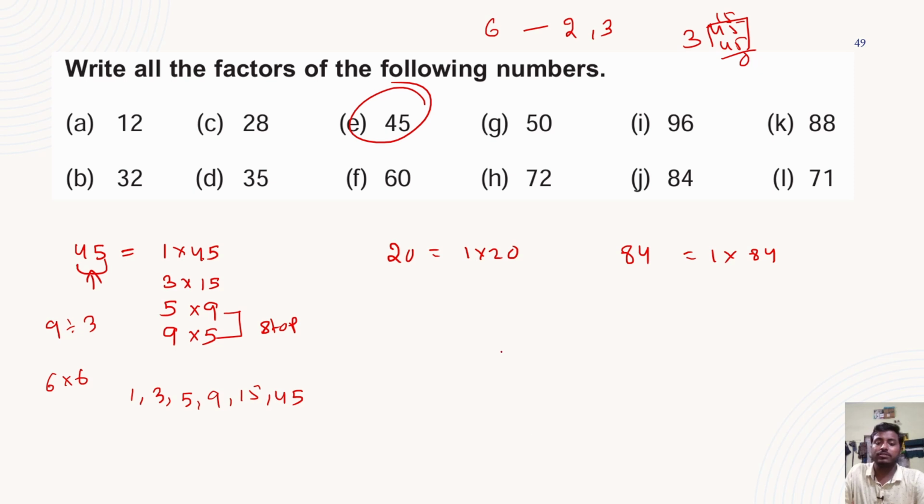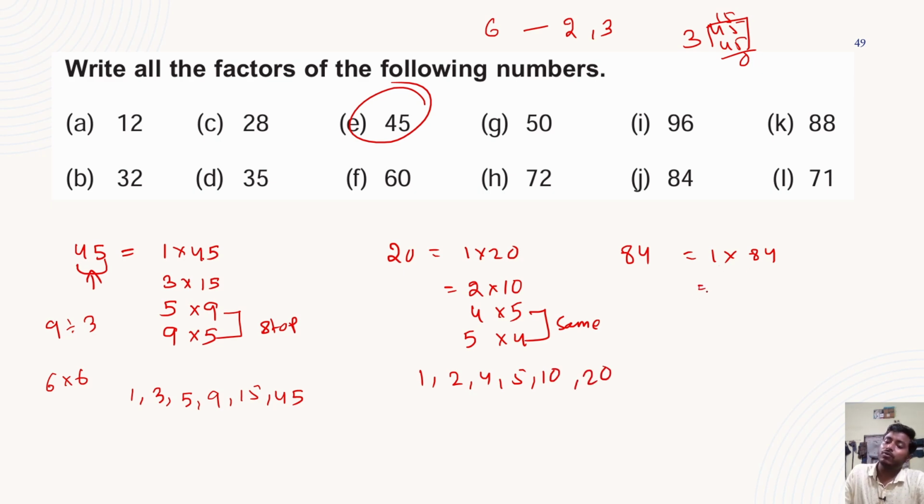Okay, next, 20. Similarly, 1 into 20, 2 into 10, and then 4 into 5, then 5 into 4. Then these steps are the same, that's why we stop. We write down 1, 2, 4, 5, 10, 20. Now here, 1 into 84. Then it is divisible by 2? Yes, because the last digit is 4. So 2 into 42.